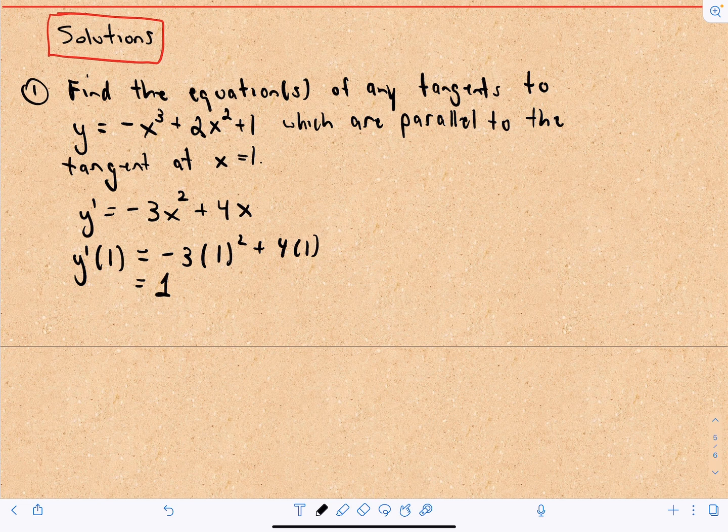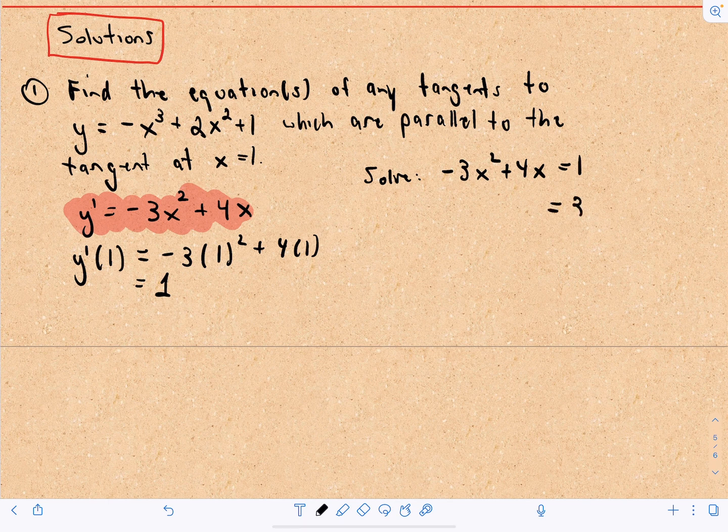Okay, so now we're trying to figure out: are there any other places where the derivative is equal to positive 1? So now we'll need to solve. Again, we'll take our derivative, negative 3x squared plus 4x, and we'll simply set that equal to positive 1. Okay, I'm going to add 3x squared to both sides, and then I'm going to subtract 4x. We'll still have our positive 1 on the right side.